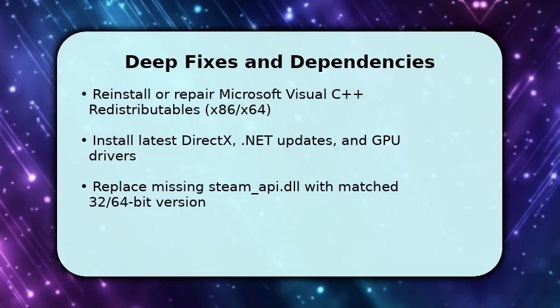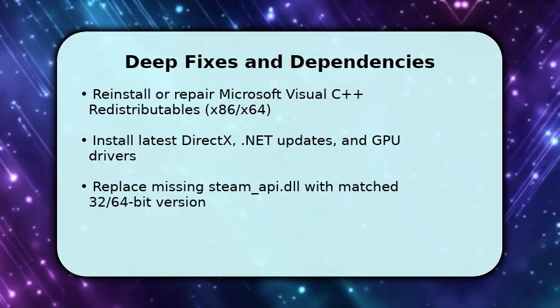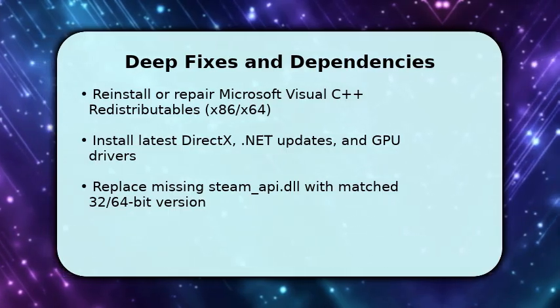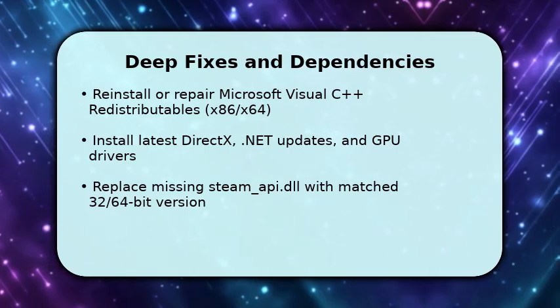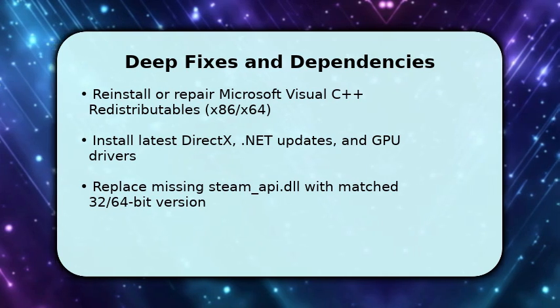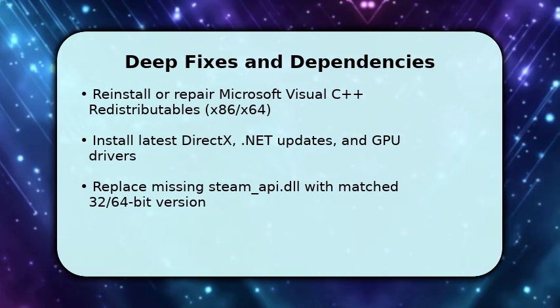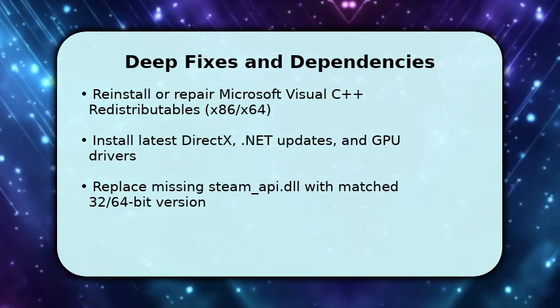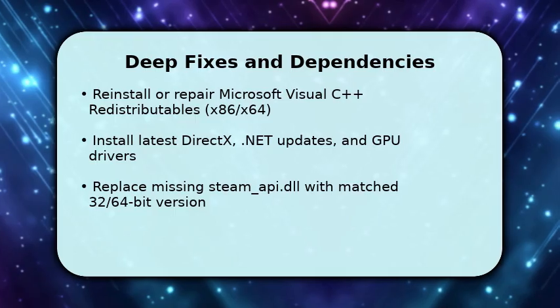If the error persists, check for the Steam API DLL in the game folder and replace it with the correct architecture build matching the game. Using a 32-bit DLL for a 64-bit game causes immediate initialization failure. Make sure file permissions allow execution.